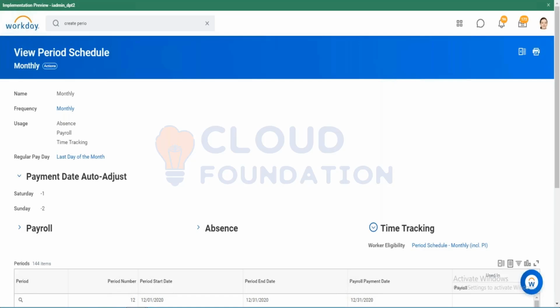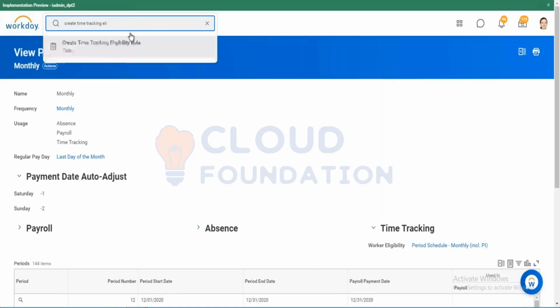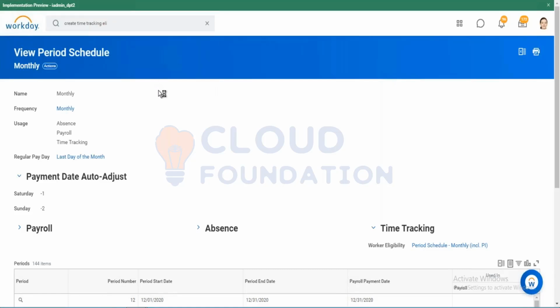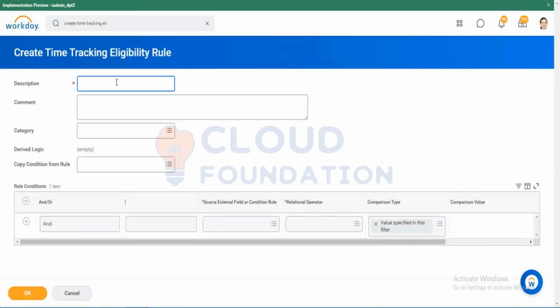The first thing you will do is check the period schedule. You will go to the time tracking part and give the broader eligibility. Understood? What is the first thing you will do? Create a time tracking eligibility rule, Canada, Canada non-exempt.